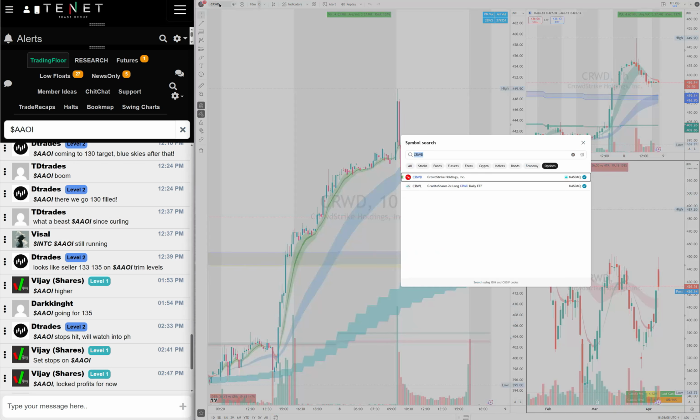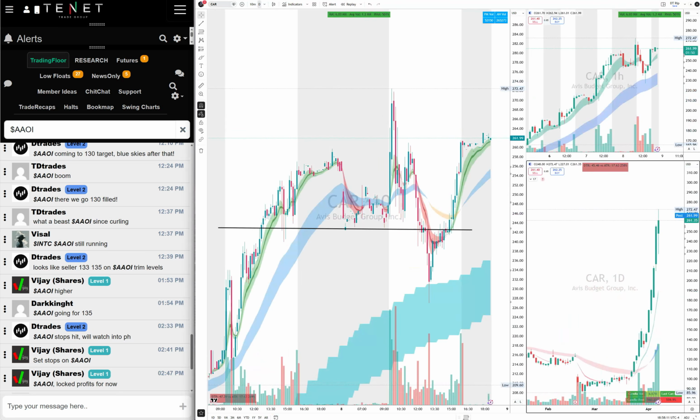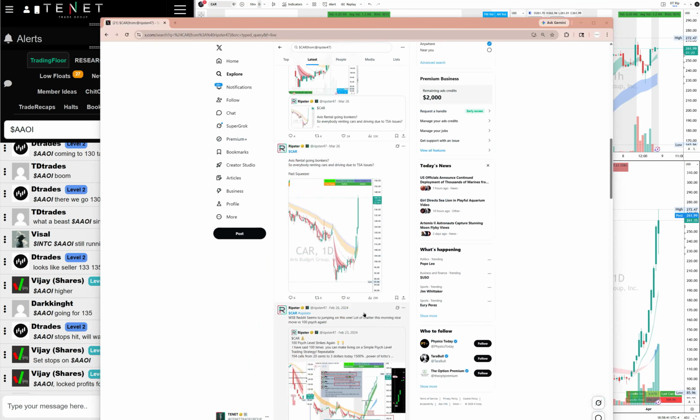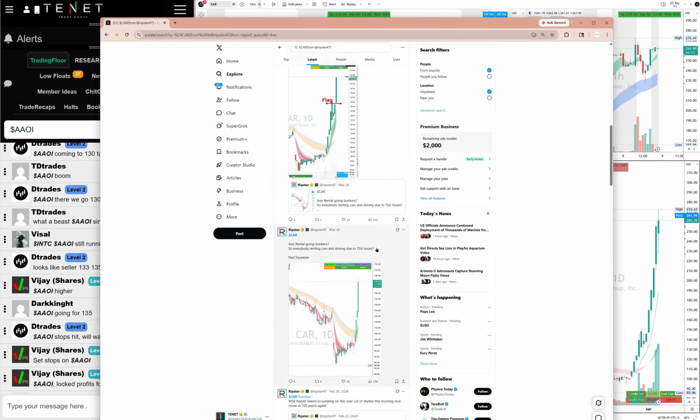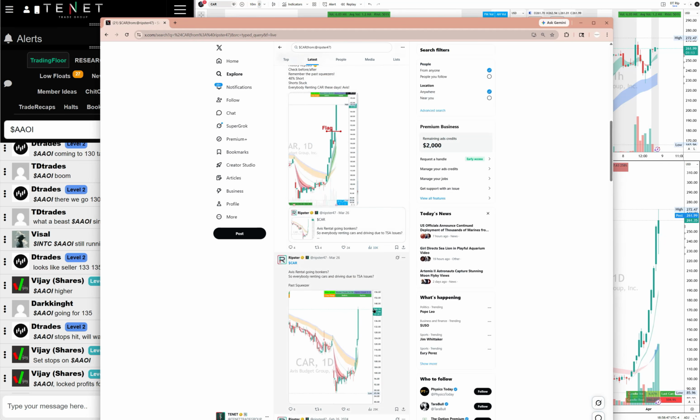All right, so now I'm just going to talk about a short that I gave in the community, or not a short, the long that I gave in the community, which a lot of traders are trying to short because they don't understand the mechanics behind a short squeeze. Let me show you what I'm talking about here. So I'm talking about CAR. CAR was squeezing. We noticed it last week, and then I noticed the short float on it, almost 50%.